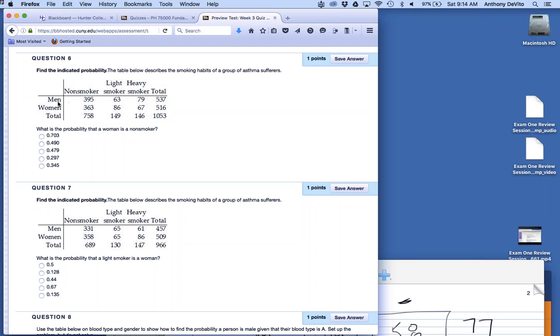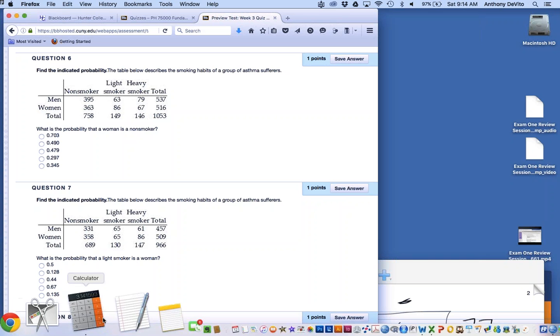Okay, so let's see what they're asking for. What's the probability that a woman is a non-smoker? The condition that we are starting with is that the person is a woman. We're not interested in the men, only in the women. So the total number of women is 516. What's the probability that a woman in this group is a non-smoker? Well, there are 363 women who are non-smokers in this group, so it's 363 over 516.